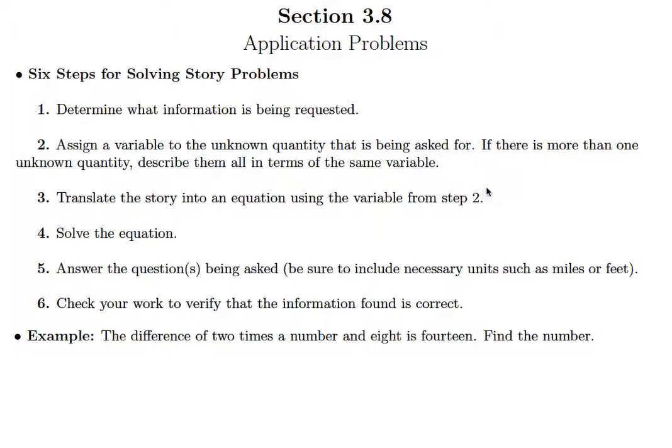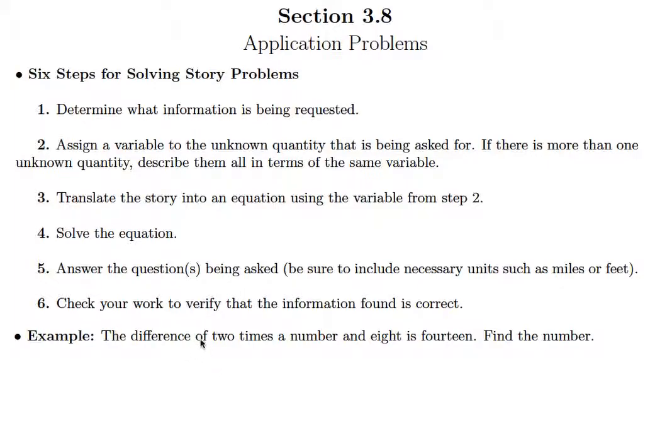Number 3, translate the story into an equation using the variable from step 2. Number 4, solve the equation. And then number 5 also seems really obvious, but it's worth noting: answer the question being asked. Sometimes you'll be asked for more than one thing, and after you go through the long process of setting up the problem and solving the equation, it might be easy to forget that they were actually asking you for 2 things. So go back, reread the problem, and make sure you're answering the entire question that was asked.